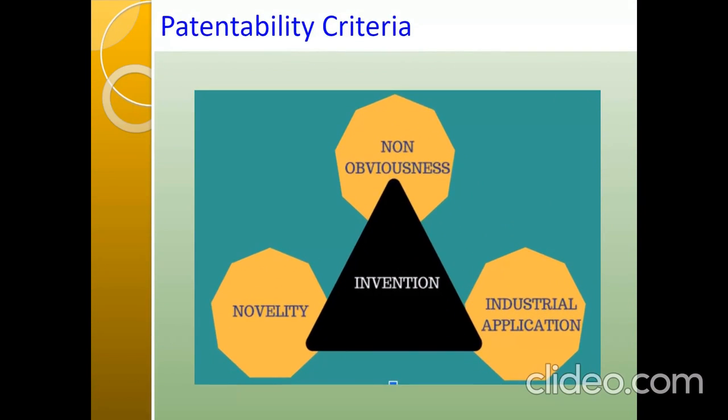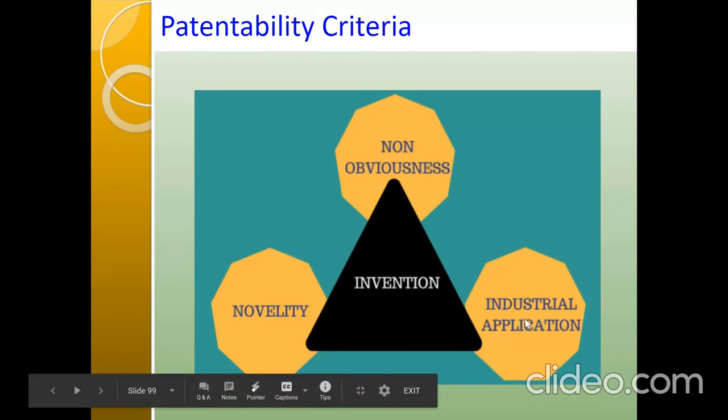We should summarize this: patentability criteria and conditions of patentability. Novelty: it should be new or novel. The invention should not be publicly known in any way, anywhere in the world. Non-obviousness, that is inventive step: the invention must be an improvement over any existing product or process that is already available.